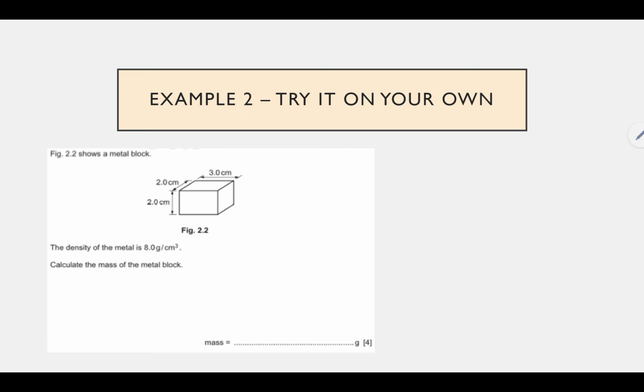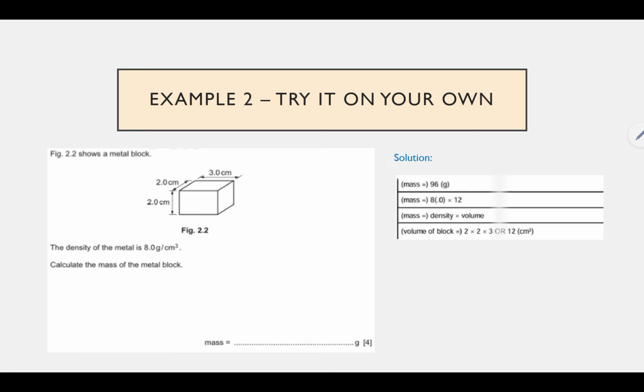Here's another example. Pause the video, please. Try it on your own and then unpause to check your answer. I have a metal block with 3 dimensions, the length, width, and height, and the density of the metal is 8.0 gram per centimeter cube, and they need me to find the mass. My original equation was density equals mass over volume, so I will rearrange this and I will have mass equals density times volume. Mass equals density times volume equal 8 times 2 times 2 times 3 to get the volume, which is 12. So my answer for mass will be 8 times 12 equals 96 grams.